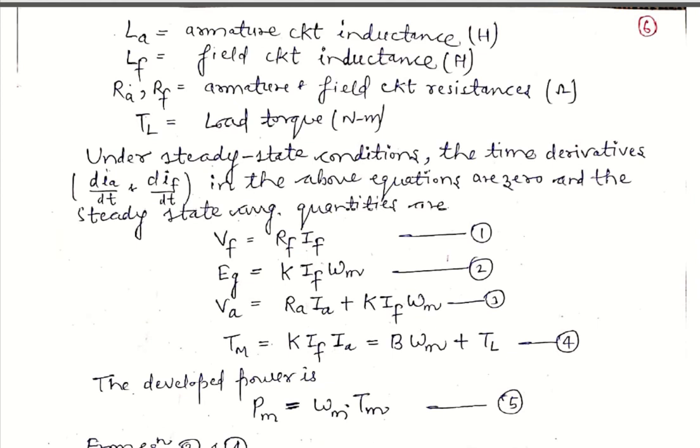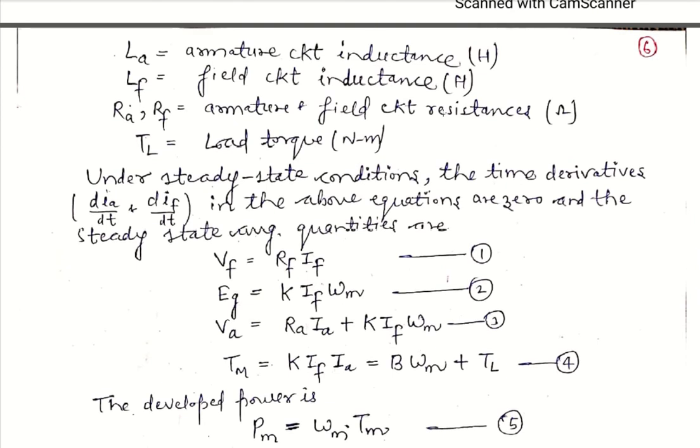And these are the load torque, Ra the armature resistance, Rf the field resistance respectively, La is the armature inductance, and Lf is the field inductance. Now we know that under steady state conditions, the time derivatives dIa/dt and dIf/dt in the equations above are zero. So in the steady state condition, the change in the armature current as well as the field current is zero. If we put this derivative part to be zero, then we will easily see the behavior of the equations in the steady state conditions.